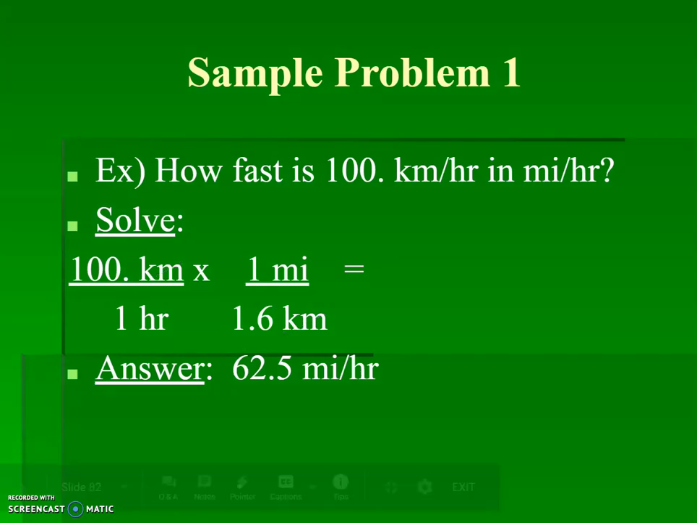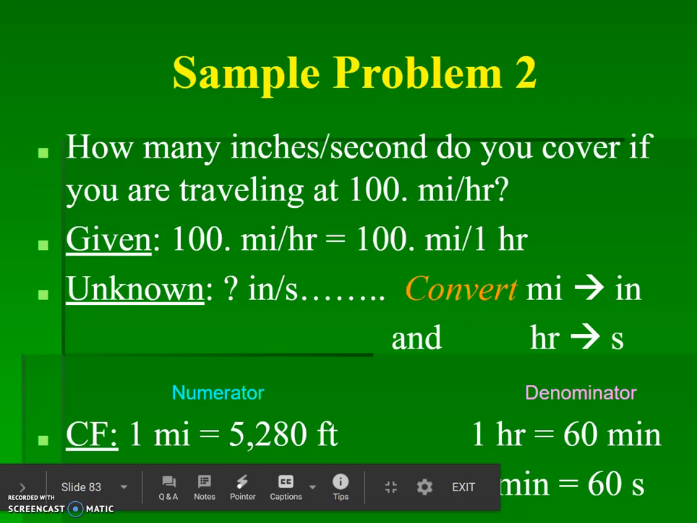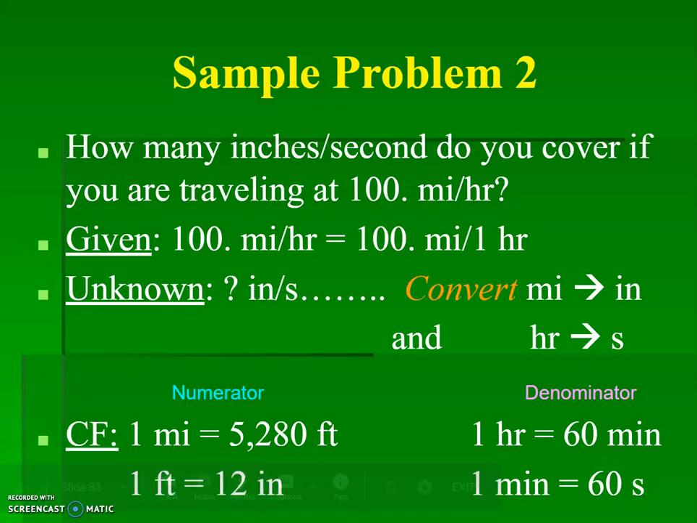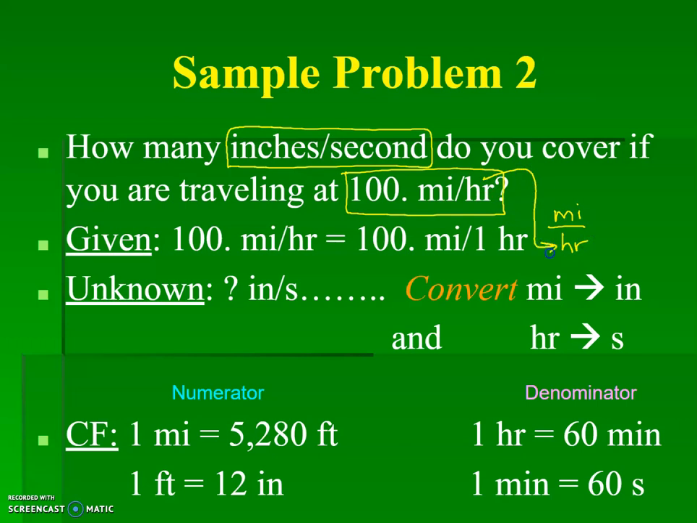Okay, so example 2 gets a little bit tougher because now we are going to change the numerator and the denominator. So in this one, we want to know how many inches per second do you cover if you're traveling at 100 miles per hour. 100 miles per hour is pretty fast. Okay, so this again is miles per hour. Make sure that hour goes in the denominator. Oftentimes when they're written in problems, they look like they're on the same line and kids cancel out hours by putting it in the wrong spot. And we want to convert it into inches per second.